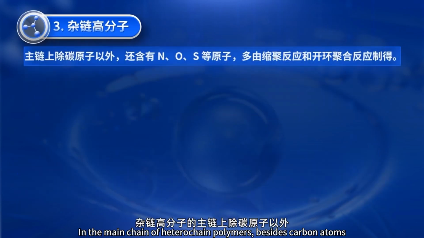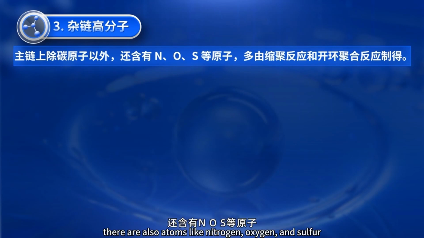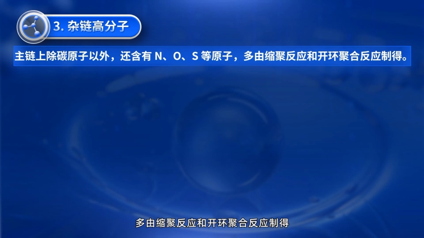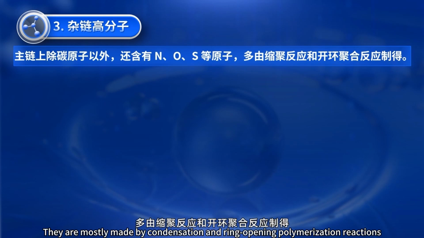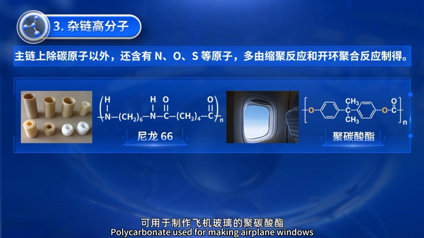In the main chain of heterochain polymers, besides carbon atoms, there are also atoms like nitrogen, oxygen, and sulfur. They are mostly made by condensation and ring-opening polymerization reactions. For example, nylon 66 used for making structural parts, and polycarbonate used for making airplane windows.